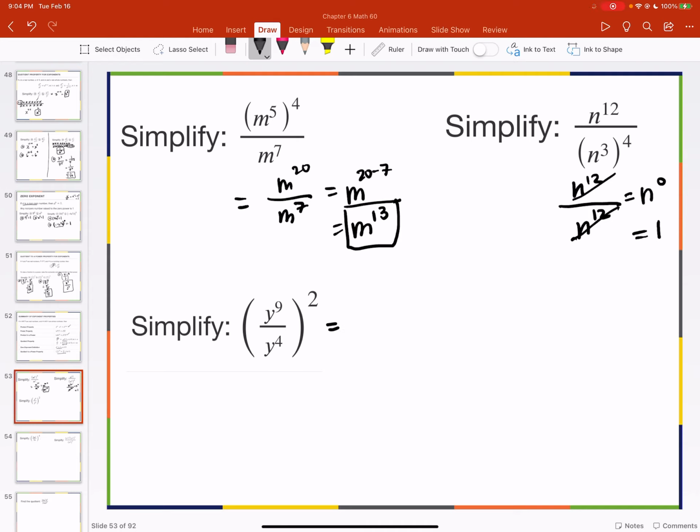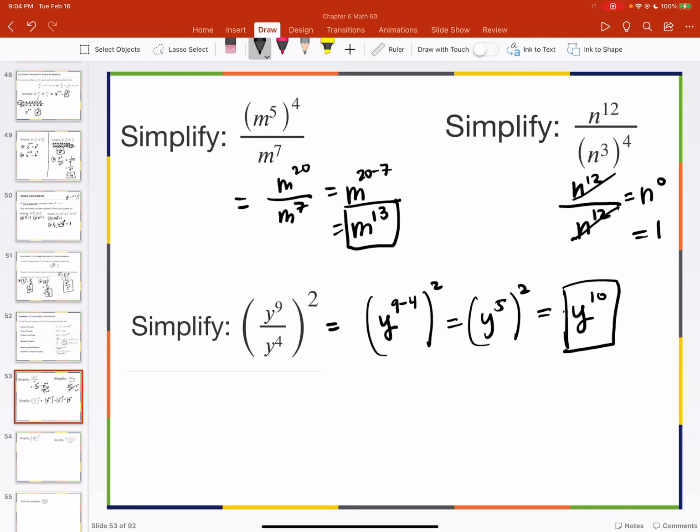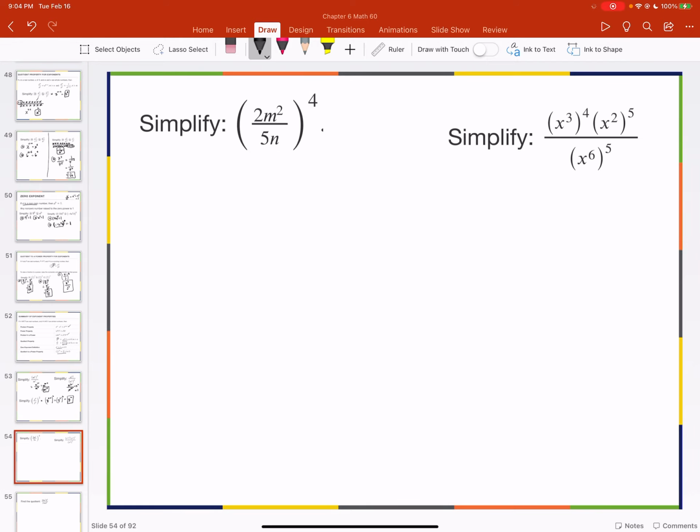Okay, so then here, y to the 9 times 2 is y to the 18th power. Oh, wait, sorry. Let's do this a different way. Let's do inside the parentheses first, since these are both y's. Y to the 9th over y to the 4th is y to the 9 minus 4th power, because it's a quotient. So that's equal to y to the 5th power and then squared. So 5 times 2 is just y to the 10th. Could we have done it the other way, where we distribute the 2 and then subtract? Yes, you could have.